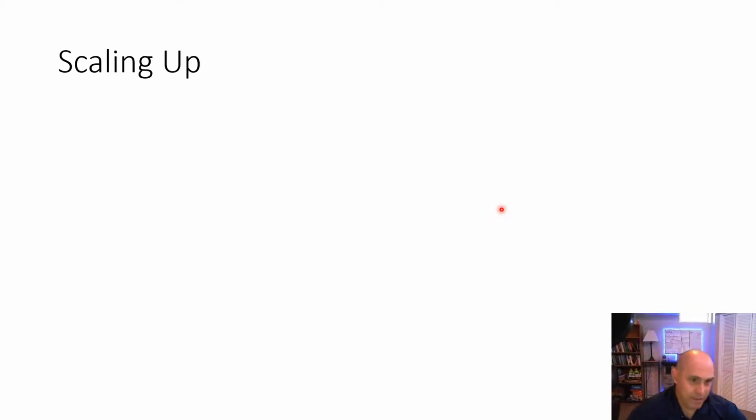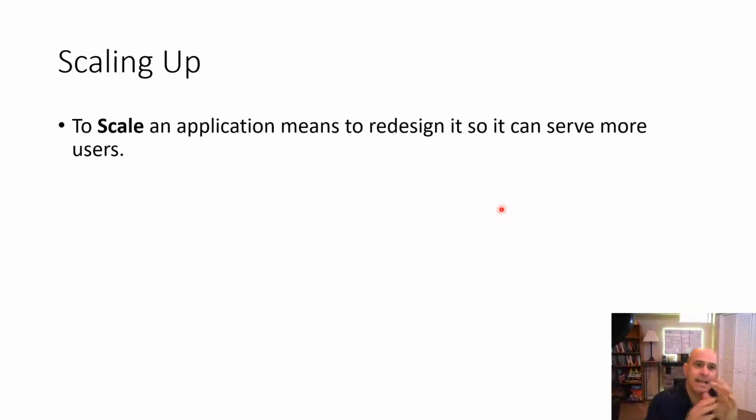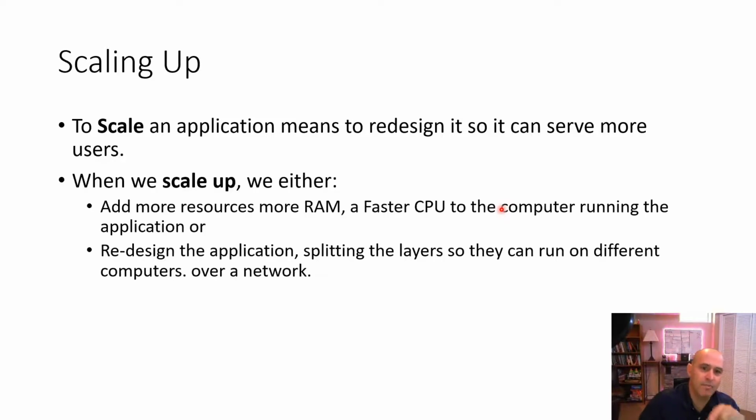So to get around this kind of problem, we have to do a true scale up. And scaling up basically says we want to take an application and redesign it so it can serve more users. Specifically, there are two ways to scale: scaling up and scaling out. We're not going to deal with scaling out here. We're just going to talk about scaling up. Scaling out is much more complex and is really a more advanced concern, and we're not going to address it right now.